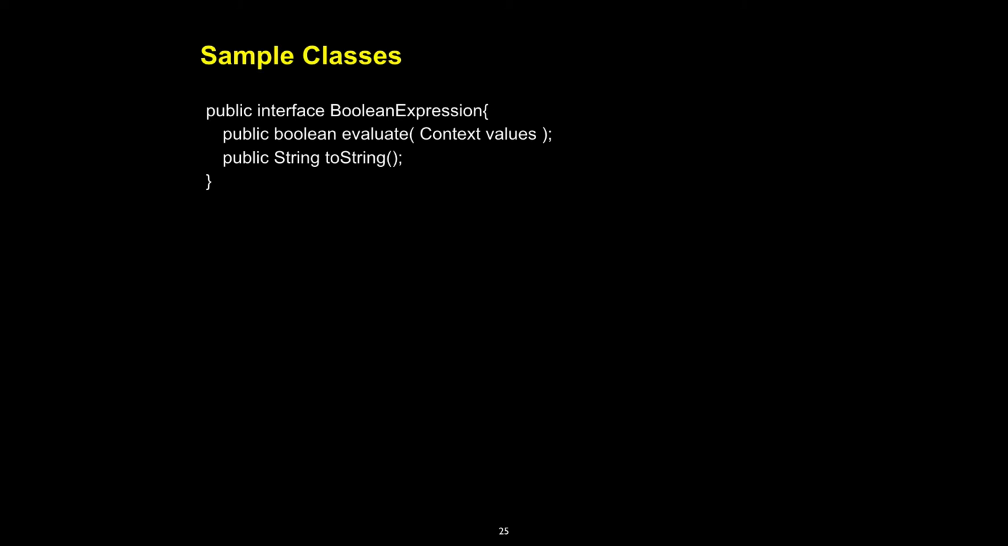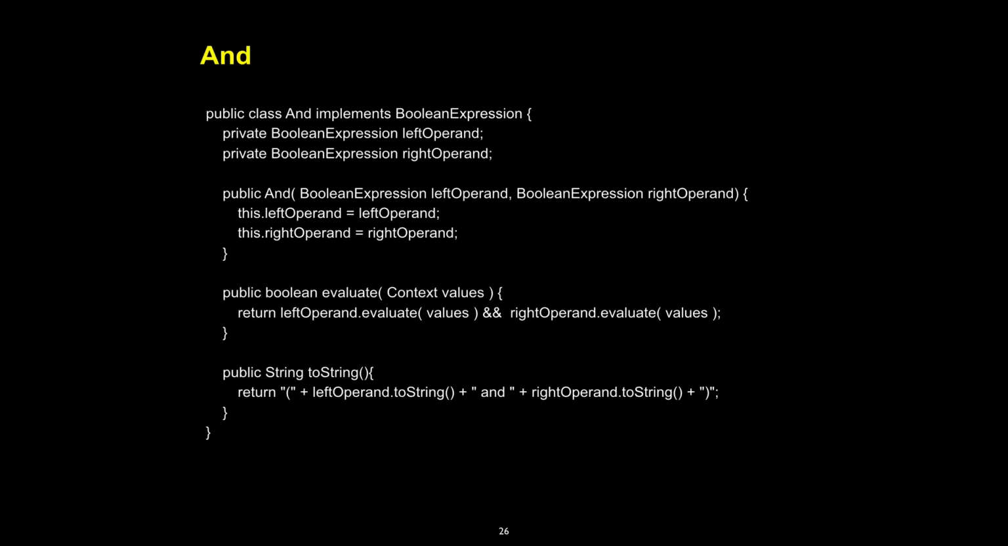And then, okay, we might create an interface here, and we need a context because we need to pass those values around, right? And then our AND class just has two operands, right? And evaluate passes the context on and says, give me your result and give me your result, and AND together, return it.